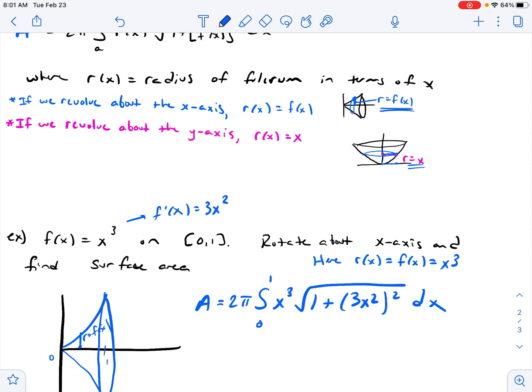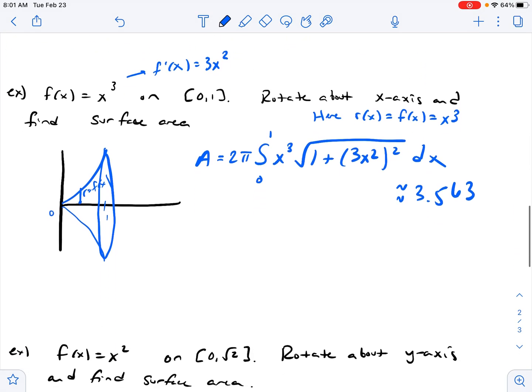You could actually clean that up. You could use u substitution on it to get through it by hand if you really wanted to. But for now, you can punch it into your calculators as well. And you should get back, if you do that, about 3.563. Okay? So again, always good practice trying to punch that stuff in so you know if you can do it or not.